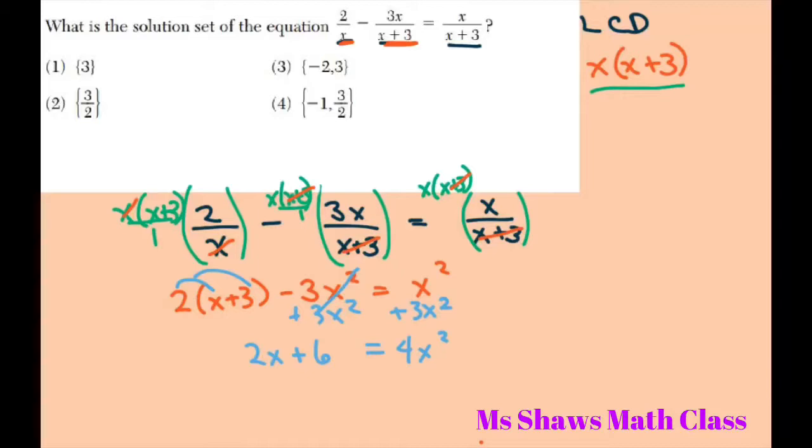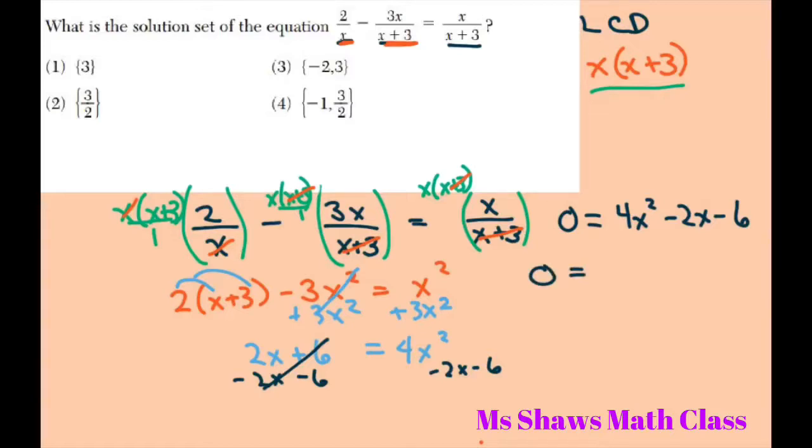Now I'm going to move these two over since we have a quadratic, and I'm going to subtract 2x and 6 from both sides. So that's going to leave 0 equals 4x squared minus 2x minus 6. Now to factor that, since they all are a multiple of 2, I'm going to factor out a 2, and I get 2x squared minus x minus 3.